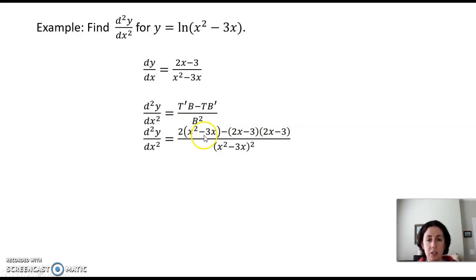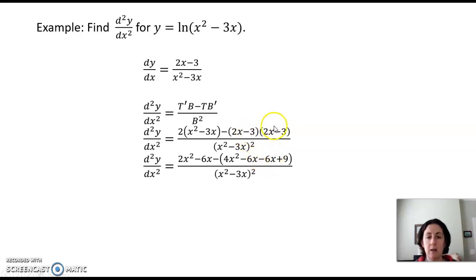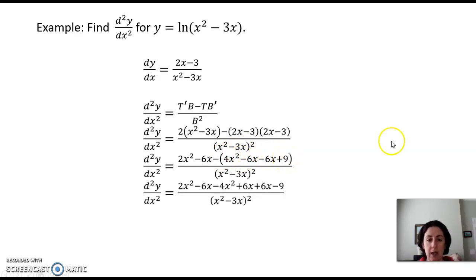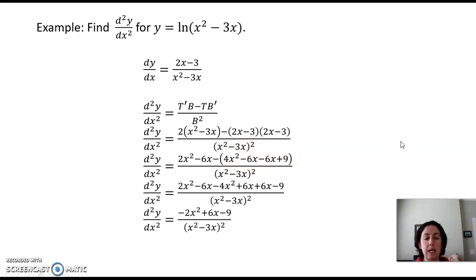Here I'll distribute this 2. Here I will distribute this out. Everybody in the first group will get multiplied to everybody in the second group. But notice I'm going to subtract that product, so I'm going to keep that in parentheses. 2 times 2x is 4x squared. 2 times -3 gives me that -6x. -3 times 2x gives me that -6x. And -3 times -3 gives me that positive 9. Notice I kept this negative out here. So now I will go ahead and distribute that negative into everybody there. And combine all of my like terms, and I get the second derivative as -2x squared plus 6x minus 9 all over that x squared minus 3x quantity squared.